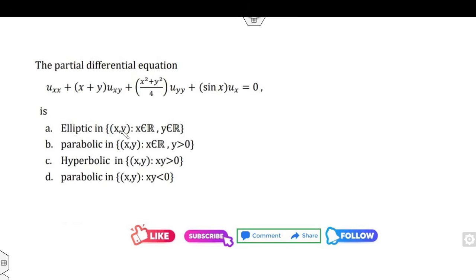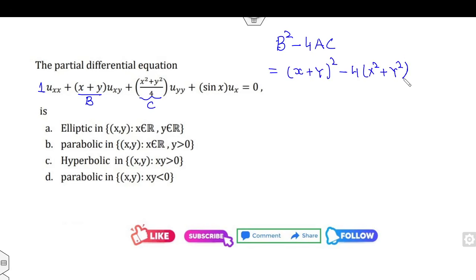Okay, look at this one. Which of the following is parabolic or hyperbolic? A is 1, this is B, this is C. Again, start with B square minus 4AC: (x plus y) square minus 4 times (x square plus y square). If I open this bracket, it is 2xy minus 3x square minus 3y square. Then it is elliptical for all x, all y.